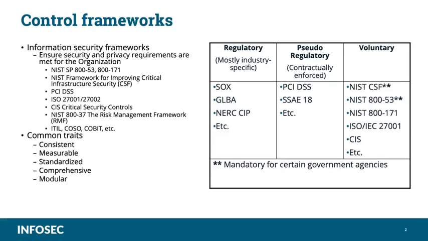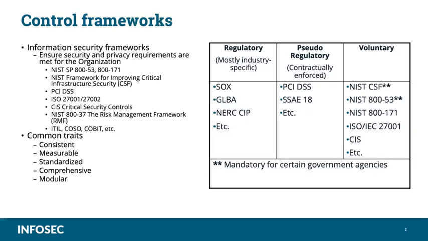are met. There are many approaches and frameworks that can be used to address risk in an organization. For example, NIST 800-53, 800-171, the CSF, PCI DSS, ISO 27000 series, CIS, NIST 800-37, the risk management framework, and a few others. But they all have some common elements. They must be consistent, measurable, standardized, comprehensive, and modular.